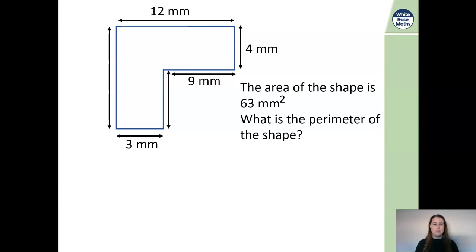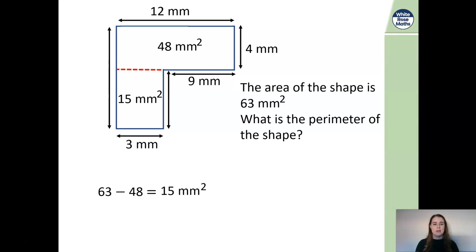Now we need to work out the missing length on this side. Now we have the 4 millimetres on the other side. So to make it easier, we're going to split this into a compound shape. We know that the area of this is 48 because we now do 12 multiplied by 4. We also know that the area is 63 millimetres squared altogether. So to work out the area of our other compound shape, all we do is 63 take away 48. That's going to give us 15 millimetres squared. So we know that's the missing area for our shape here.